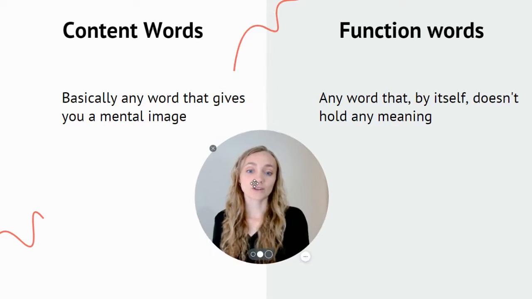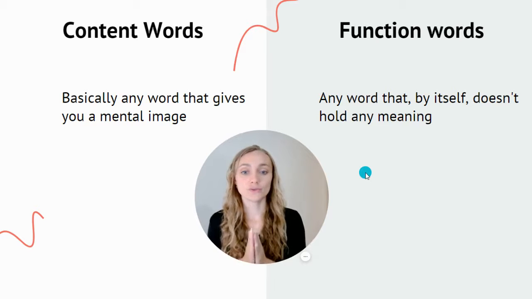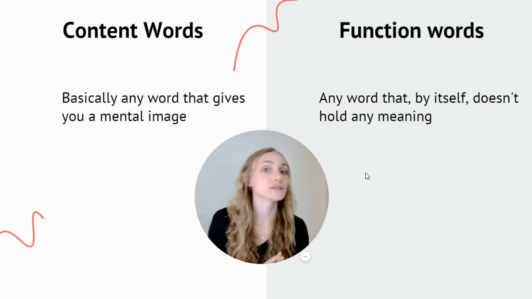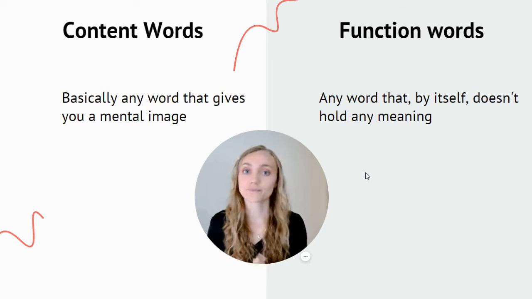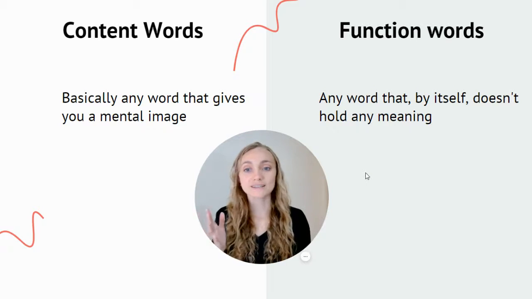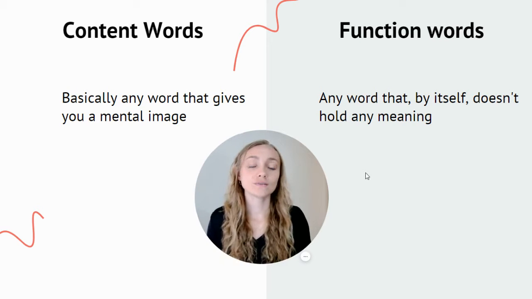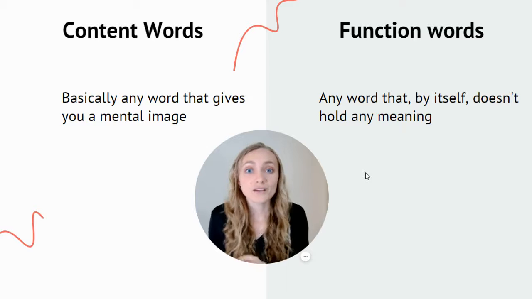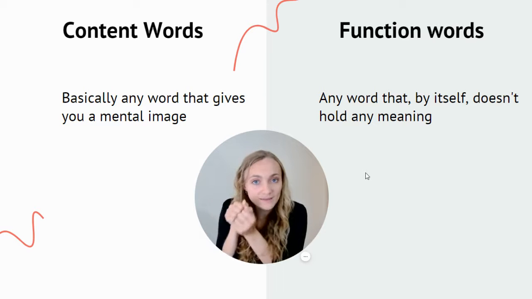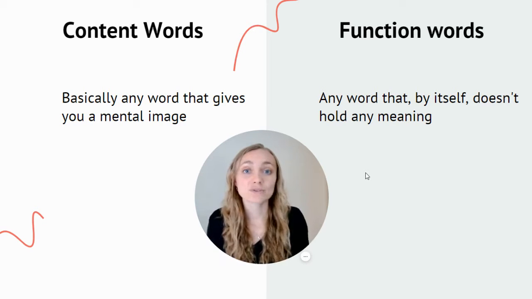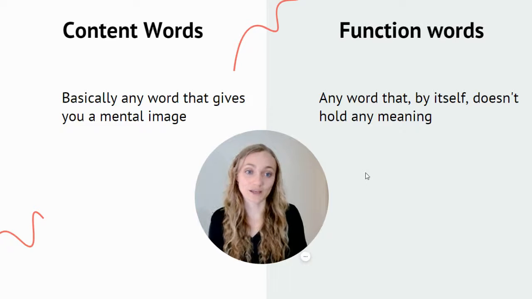Now, another way to look at this, if it's hard for you to categorize words into prepositions and nouns and verbs, not everyone's brain works that way. So content words are basically any word that gives you a mental image. If you think of the word small, you have a picture of like, okay, something small. If I say mouse, you think of a mouse. If I say run, you can picture someone running. So they give you a mental image or an idea of something.